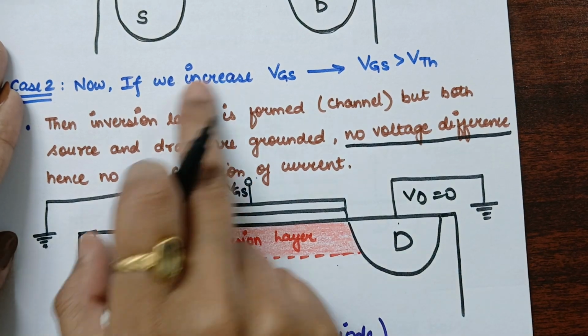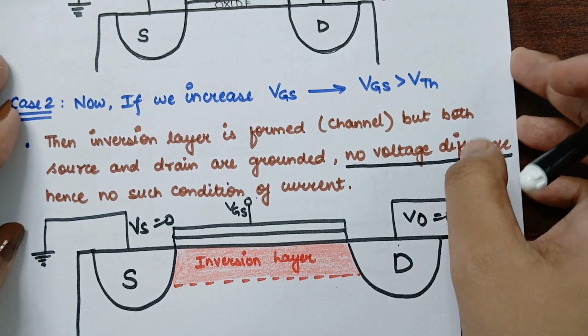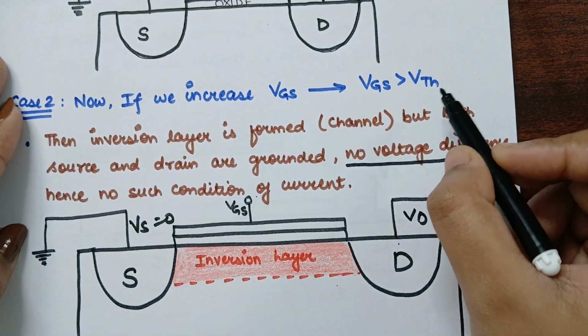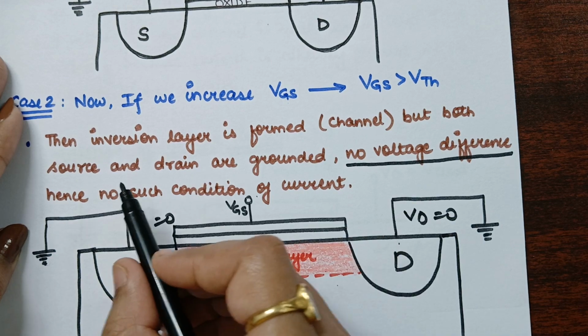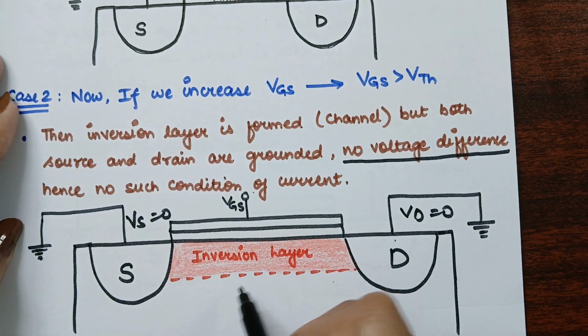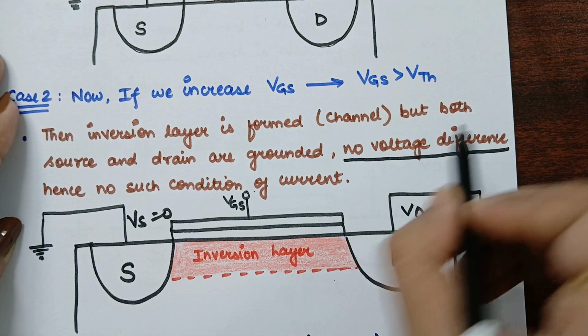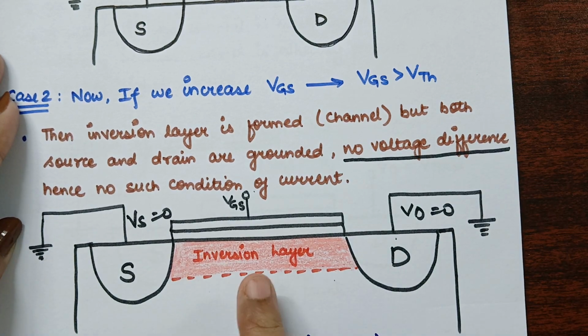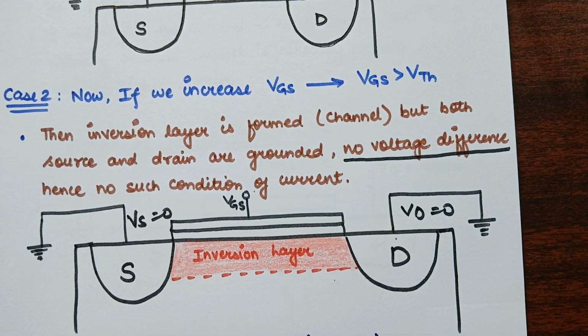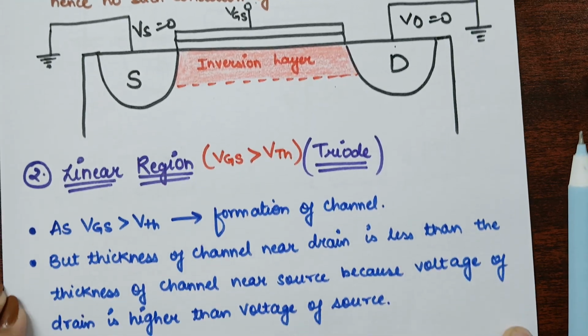Okay, so here I have also written it in sentences. Now if we increase this VGS value, that is VGS greater than threshold, then this inversion layer is formed, that is the channel is formed. Now both source and drain are grounded, so no voltage difference and no conduction of current. Is it clear? Then next we come to the next region, that is the linear region.